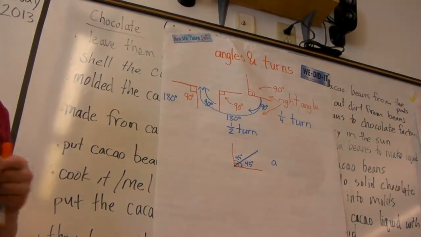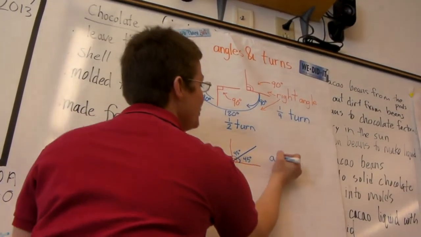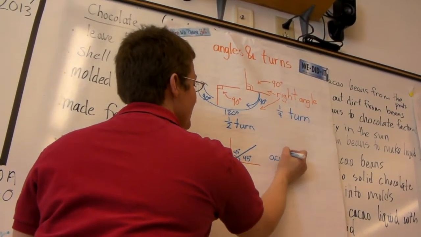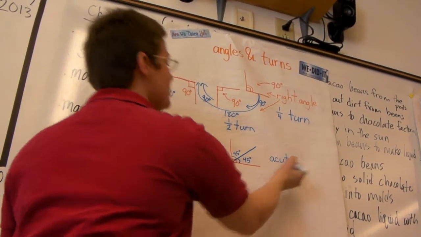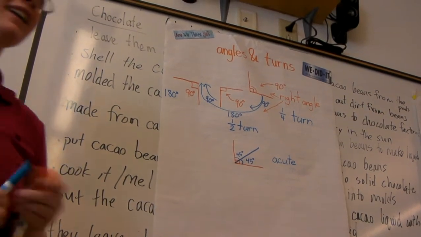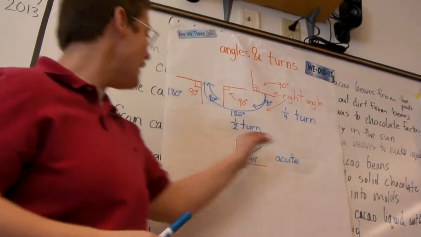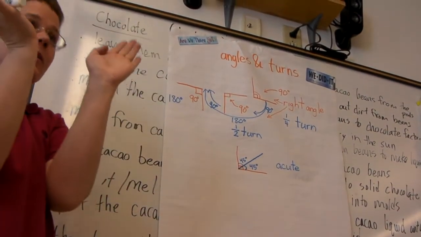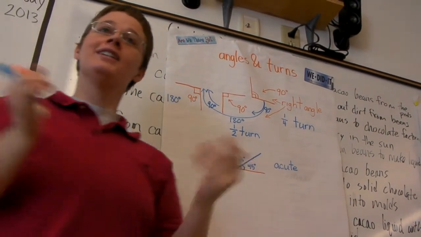Show me what the next letter is. Very good. These are acute angles. Okay? Acute. A-C-U-T-E. Not to be mistaken for acute angle. Alright? These are acute angles. And like I said, I think of it as, because, oh, they're littler than 90. Aren't they so cute? Right?